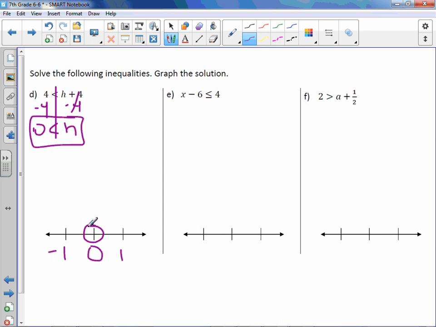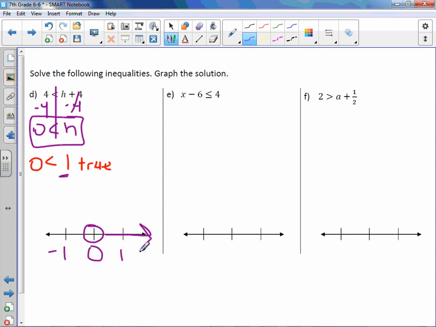Now we need to figure out which way we draw our arrow. In order to do that, pick a number. Either pick 1 or negative 1 and plug it in for our variable. So let's choose 1 and let's see if it works. So I'm going to plug in 1 where the h is. Is 0 less than 1? Yes, it is. This is a true statement. Therefore, 1 is part of our solution. We draw an arrow towards the 1.